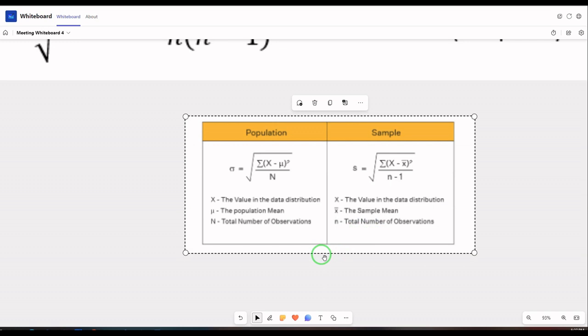Okay, so here I brought two different things, sample versus population. As you can see here, the S stands for the standard deviation of a sample, and this is the formula that you can use.